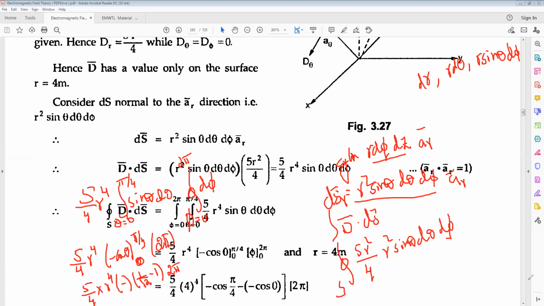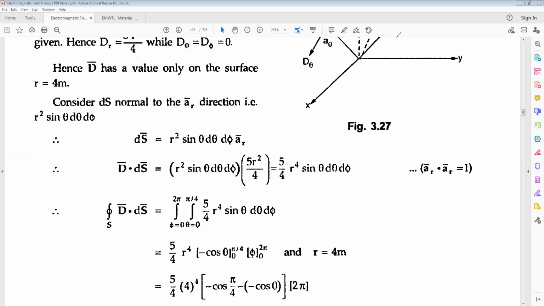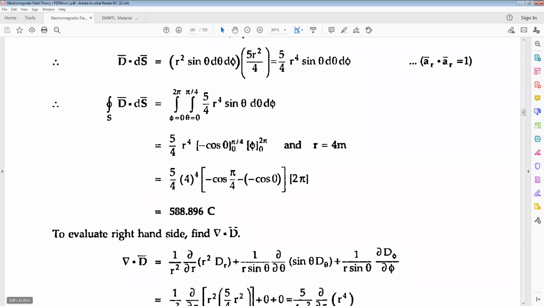Okay. Let's simplify by substituting r is equal to 4. Then what is the value we got? 588.896. So r is equal to 4 here. Cos pi by 4 is 1 by root 2, minus into minus is a plus here. Or otherwise you can take the minus as common and simplify the function.